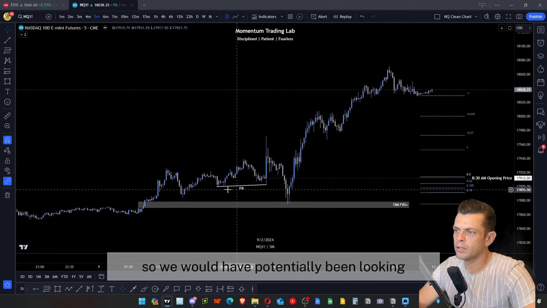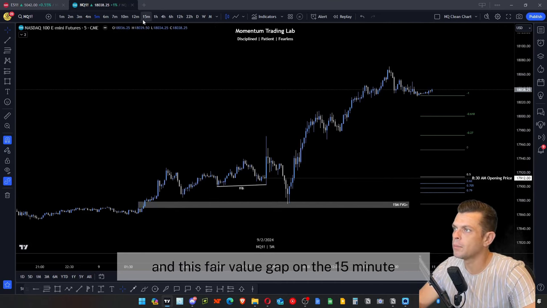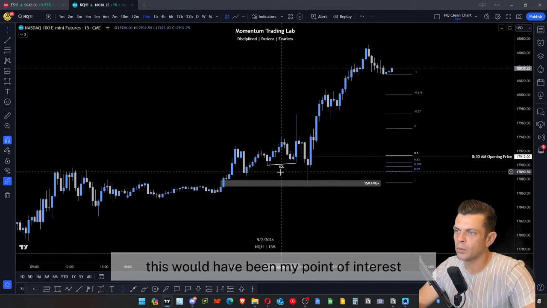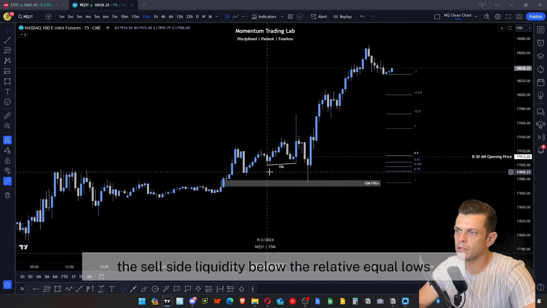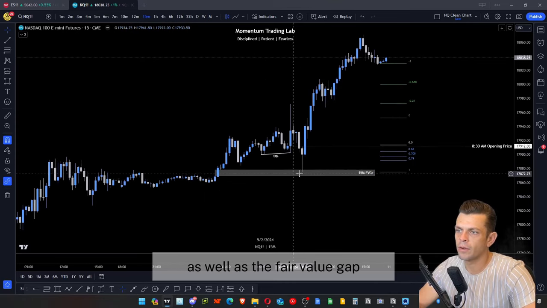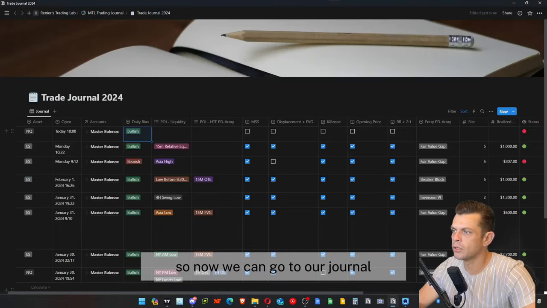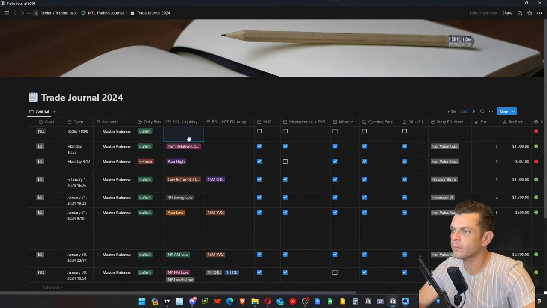So we would have potentially been looking at these relative equal lows and this fair value gap on the 15 minute. So this would have been my point of interest, the sell side liquidity below the relative equal lows, as well as the fair value gap on the 15 minute time frame. So now we can go to our journal. We can fill that in.